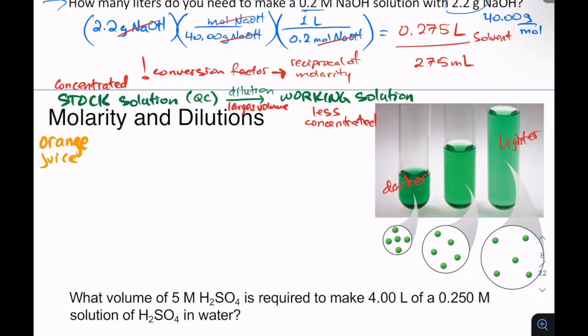So what you've just purchased at the grocery store is a working solution of orange juice. The concentration is the concentration that you want it at the time you're using it. It's not an experiment, and this time you're using it because you're thirsty and you crave orange juice, okay? So that's your working solution.